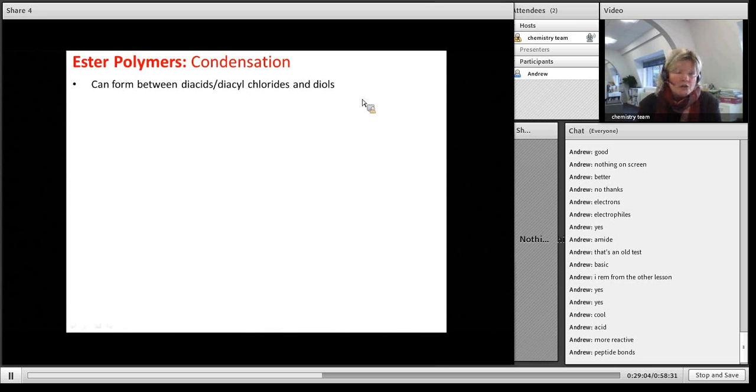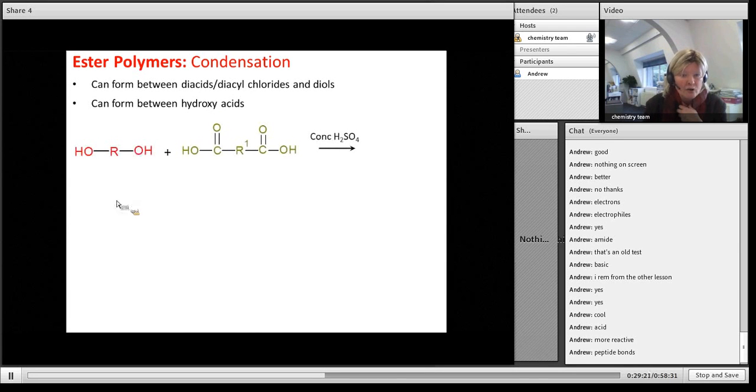Or we could use something that we call a hydroxy acid, where the molecule has in the same molecule both the OH as well as the carboxylic acid group. So let's look at an example here. Here's a diol, di because it's got two of them, so diol, two OHs, and this is my diacid. If those were chlorides, it would be a diacyl chloride.